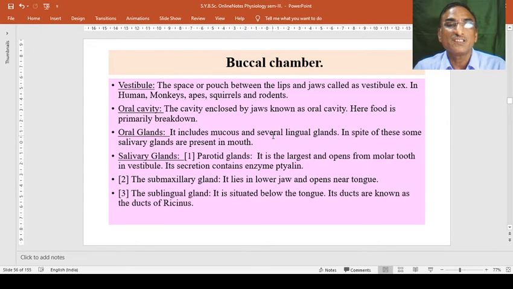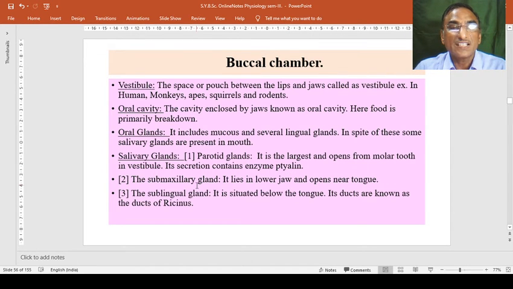They mix with food. Salivary glands are also of different types, which are located in different parts of the buccal chamber. So first, the parotid glands. It is the largest and opens from the molar tooth in the vestibule. Its secretion contains the enzyme ptyalin, or we can call it amylase. These are both names for the digestive enzyme or digestive juice secreted in the mouth.